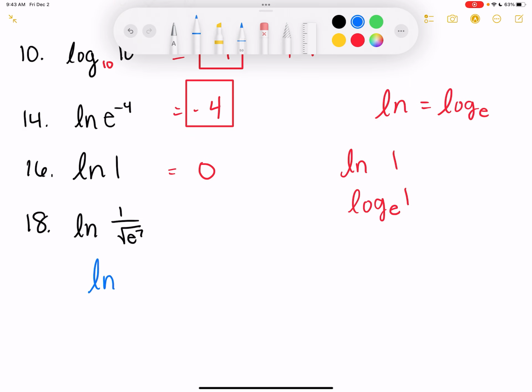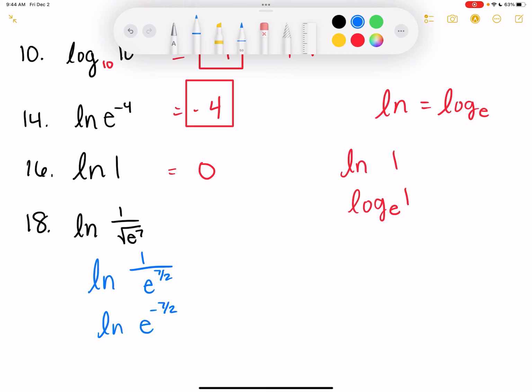The ln of 1 over... Now it's already being raised to the 7th power, so it's going to be e to the 7 over 2. But I need to move it to the top. How do I do that? Make it negative. So ln of e to the negative 7 over 2.